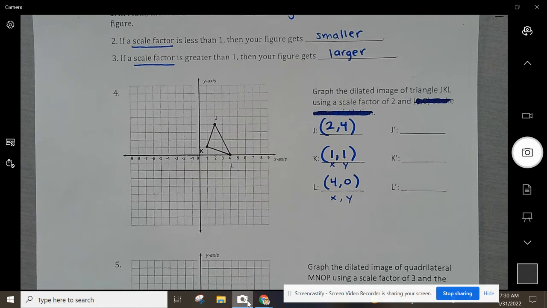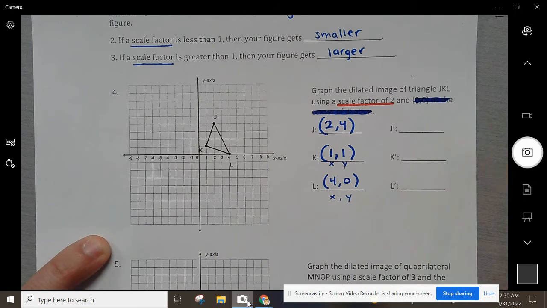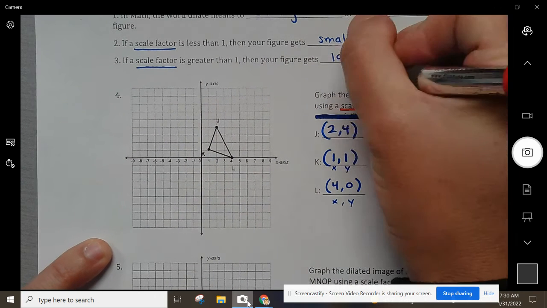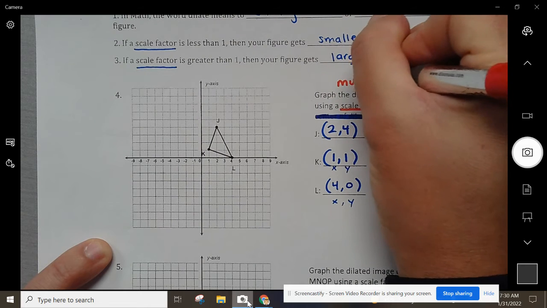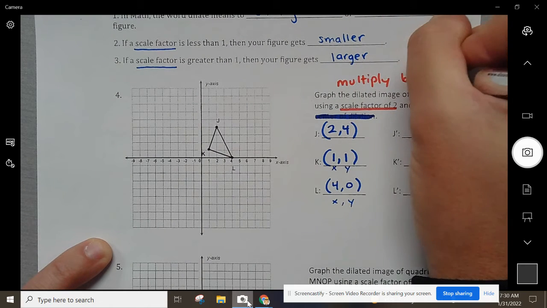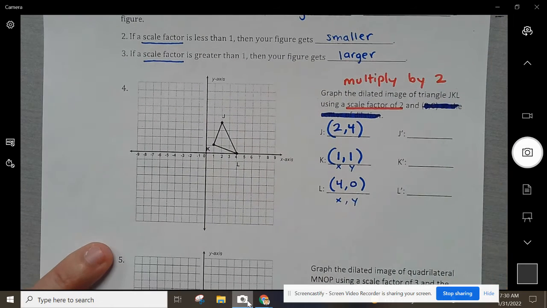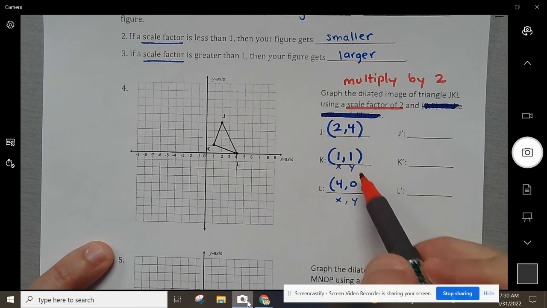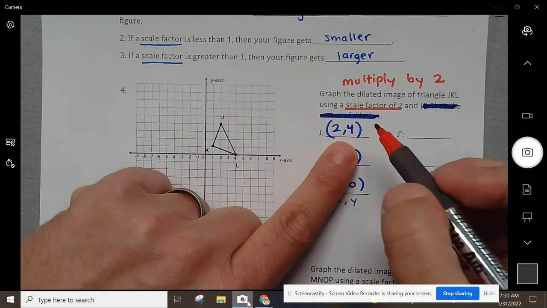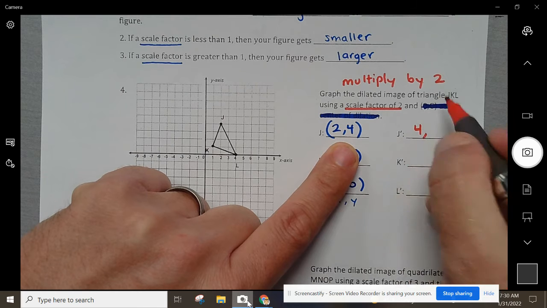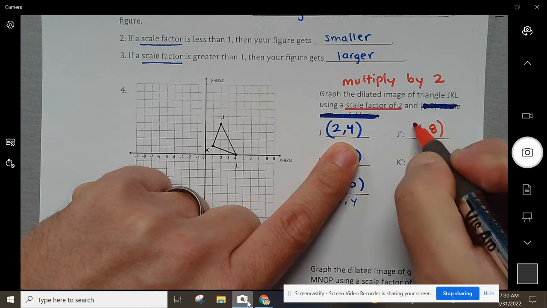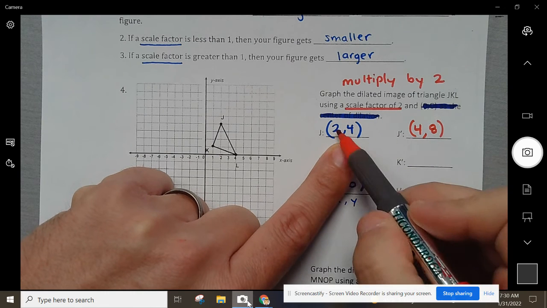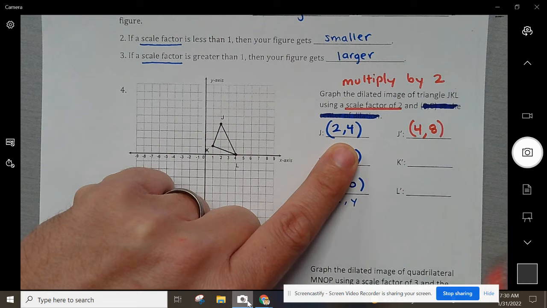Now, new image. I'm going to get a new color. So we're going to dilate this triangle by a scale factor of 2. All that means is multiply everything by 2. That's all it means. Scale factor just means multiply. Multiply all these points by 2. So right here, 2 times 2 is 4. 2 times 4 is 8. Take a second and see what happened there. 2 times 2 is 4. 2 times 4 is 8. And that's all you had to do.